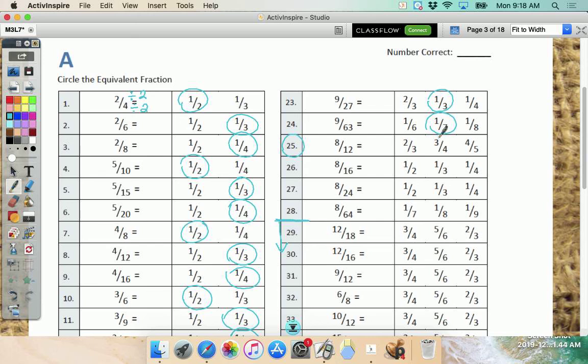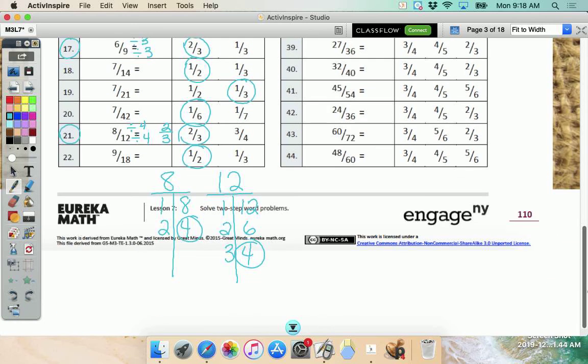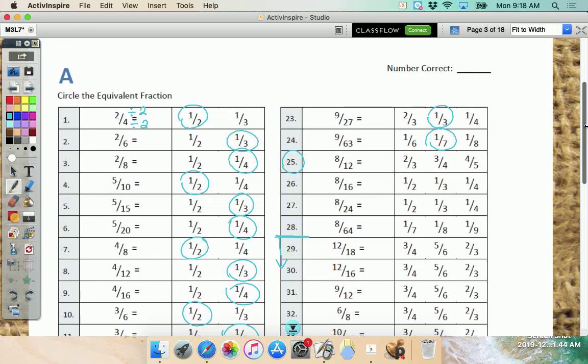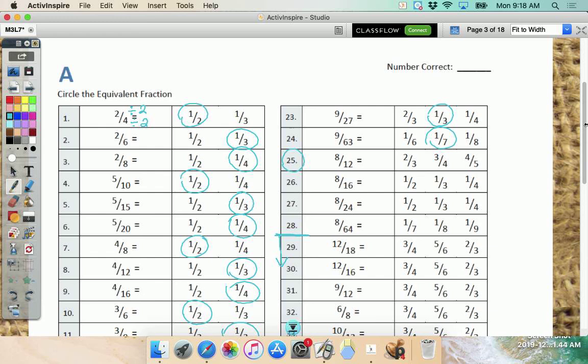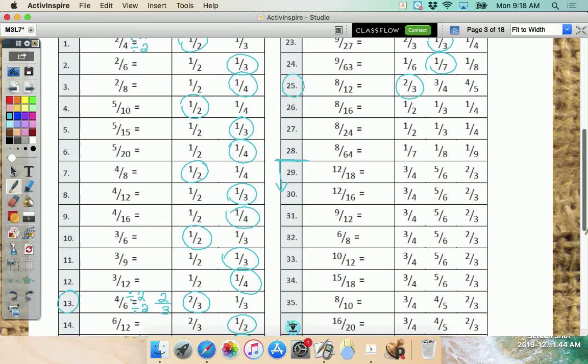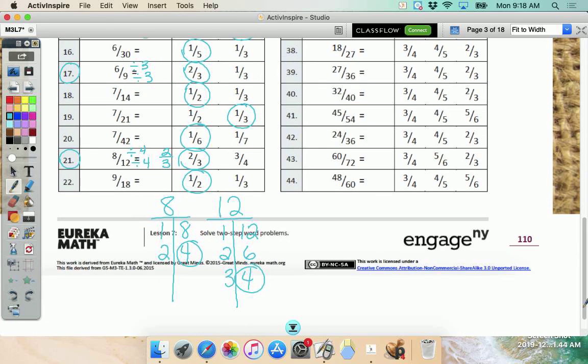Okay. Now look at 25. Is that 8 and 12 again? Yeah. Didn't we just do 8 and 12? What did I get on my T-chart? What did I divide by? 4. Do you remember what your answer was? 2/3. Look at this. I want to show you something really cool. Are you ready? I'm going to highlight it. The number that's opposite the 4 that I circled is the answer. 2/3. Isn't that so cool?